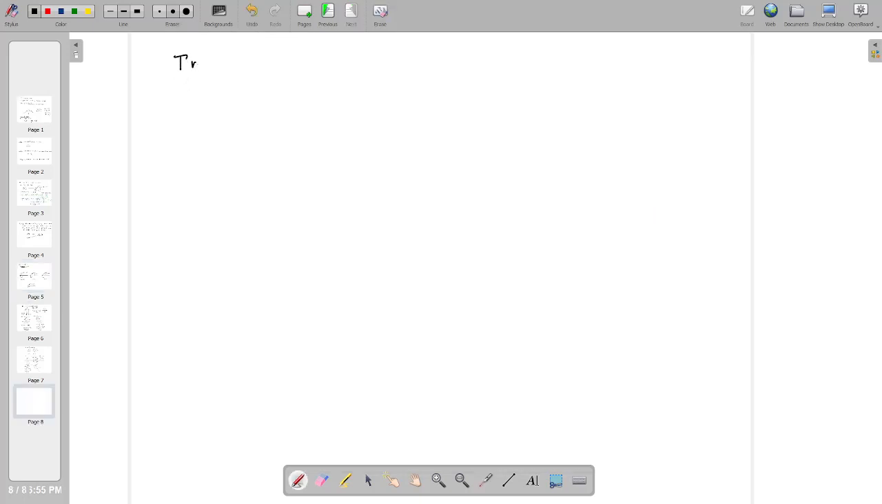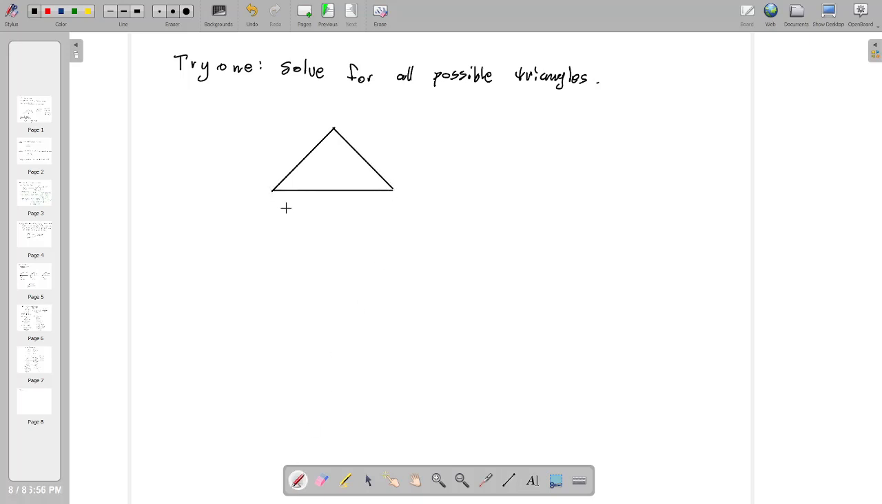Okay, go ahead and try one on the accompanying worksheet. Solve for all possible triangles. And our triangle looks like this. This is 45 degrees. This is 6, and this is 5. Okay, be careful. Don't forget to look for a second triangle.